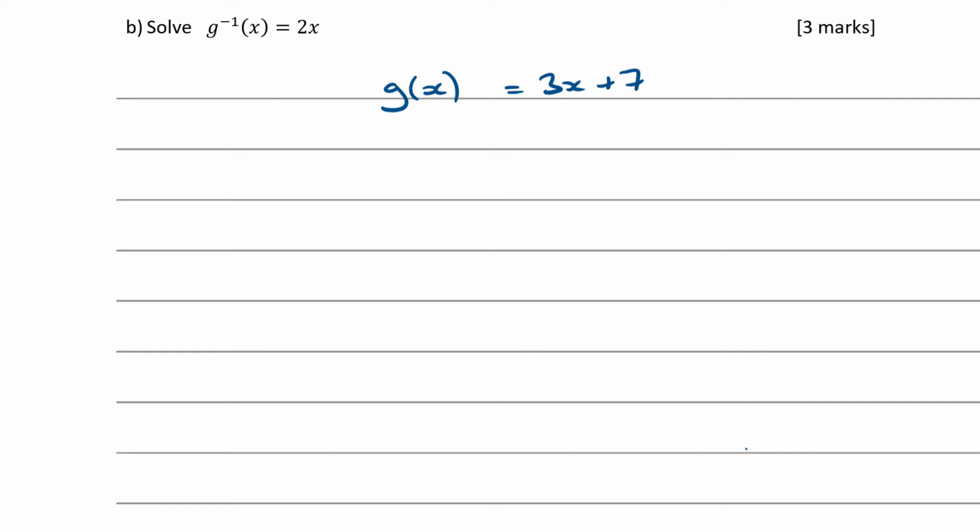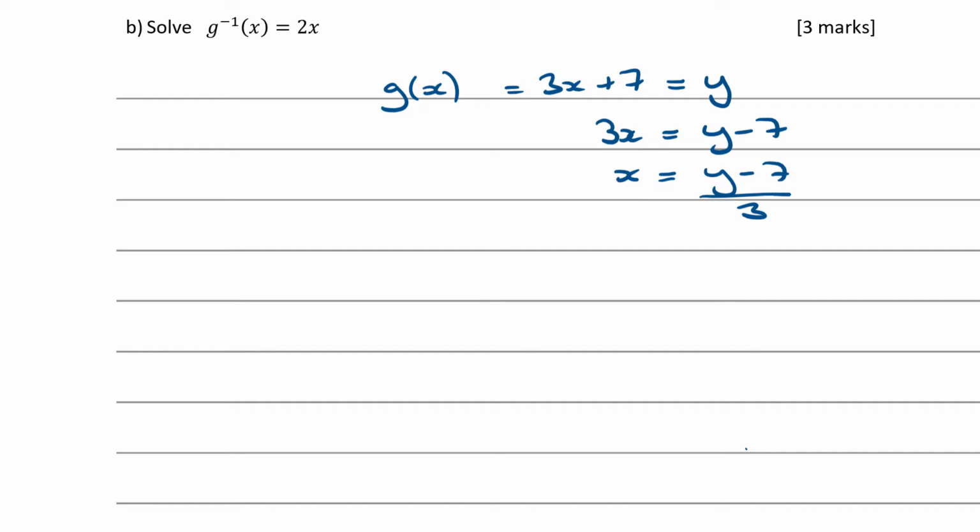Let's take that function, 3x plus 7, and put it equal to y. I'm going to rearrange it for x and then reform the inverse function from that. So 3x plus 7 is equal to y. Let's subtract 7 from both sides. You're going to get 3x is equal to y subtract 7. Then dividing both sides by 3, I'm going to get x is equal to y minus 7 over 3. So I've made x the subject.